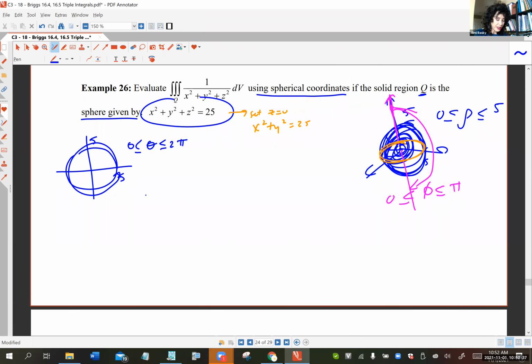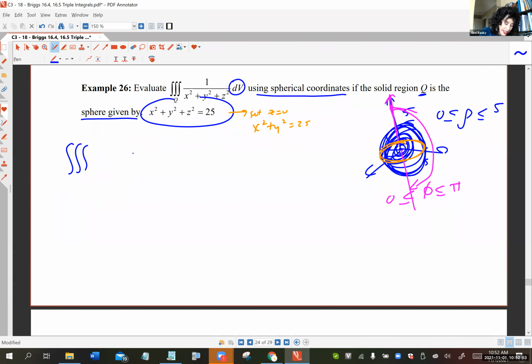So when we convert this triple integral to spherical coordinates, we now know the limits for all of the variables. So the dV is rho squared sine phi d rho d phi d theta. Theta is 0 to 2 pi. The middle integral is phi, that's 0 to pi. And rho is 0 to 5.